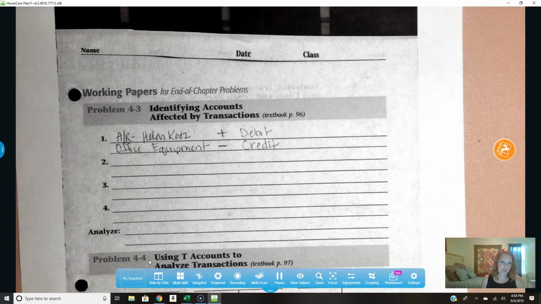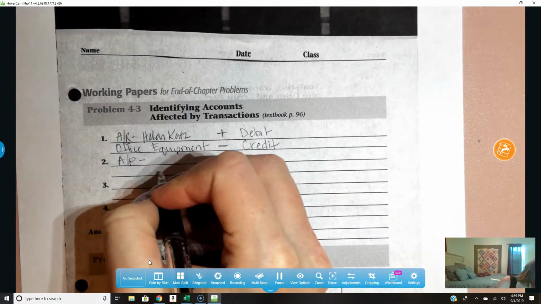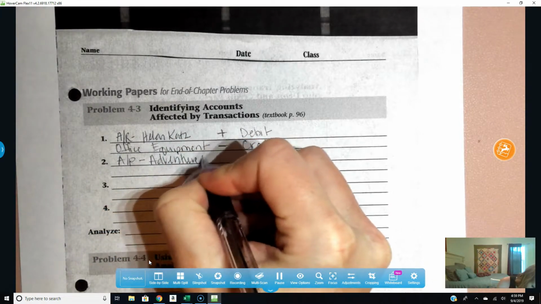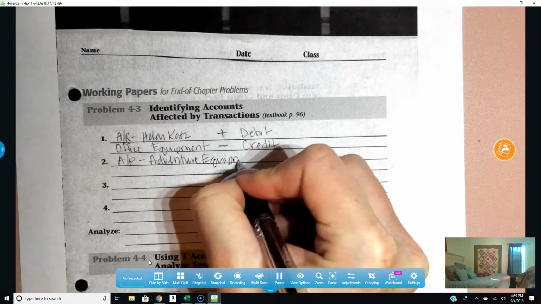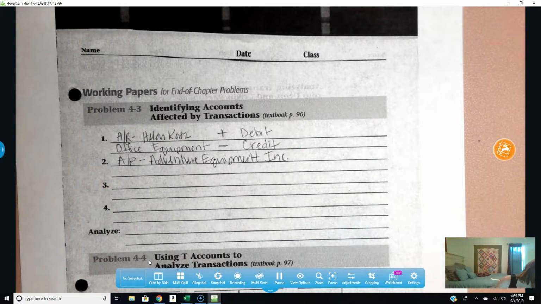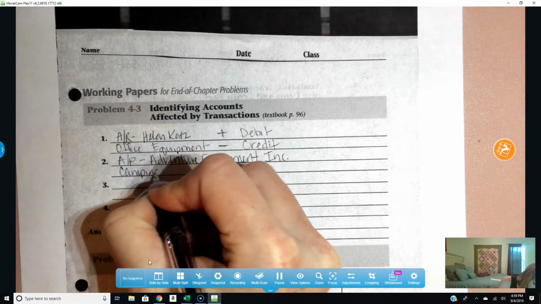Okay. All right, number 2, we purchased camping equipment on credit, which also means on account, from Adventure Equipment Inc. Payment is due within 30 days. So we purchased something on account, we're going to pay for it later. I'm going to say that's accounts payable to Adventure Equipment Inc. We purchased camping equipment, so that's going to go under camping equipment.